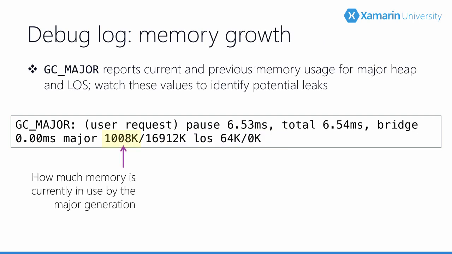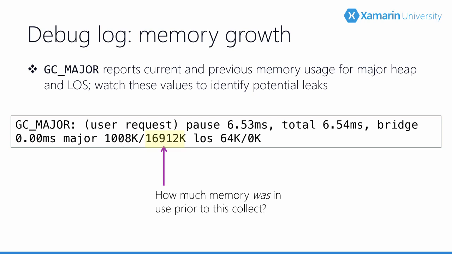The other thing that you can see is how much memory is actually in use in the major generation. So this is on a major collection. So notice here, the GC prefix is GC major versus GC minor, which is a nursery collection. And when we report a GC major collection, it shows us how much memory is currently in use by this application and how much memory was in use prior to the collection. So you can look at the two values and contrast them. And if you see a continued growth in your major generation and it never seems to go down, then it's very likely that you have a memory issue in your app. What you really want to see is growth and then release, and growth and release.